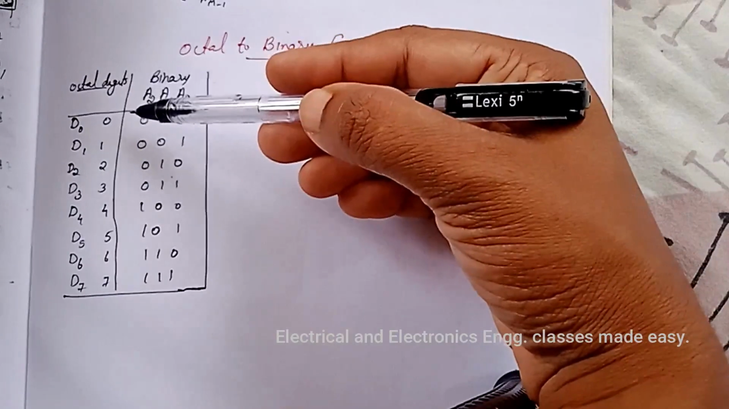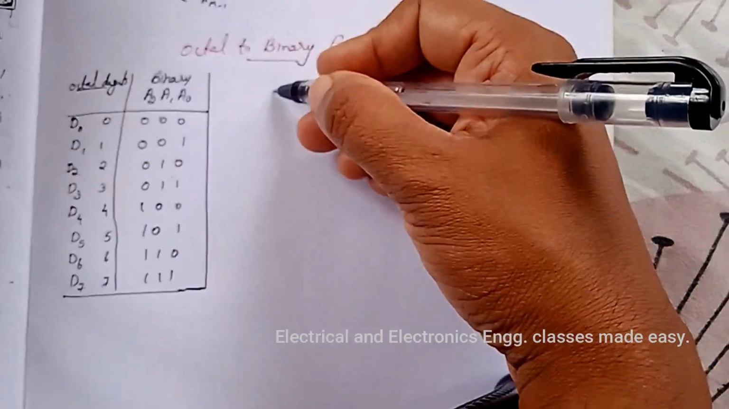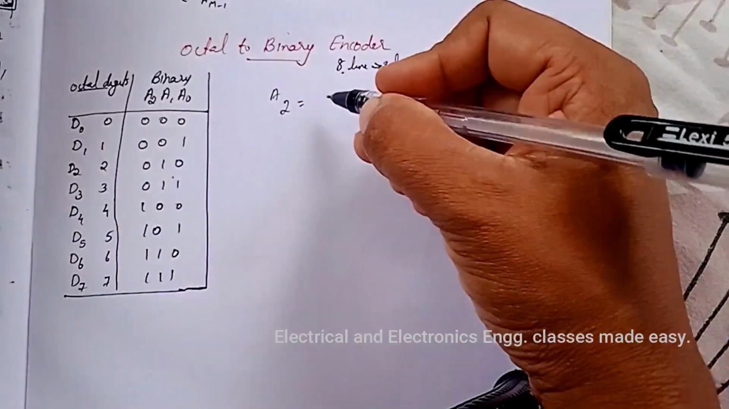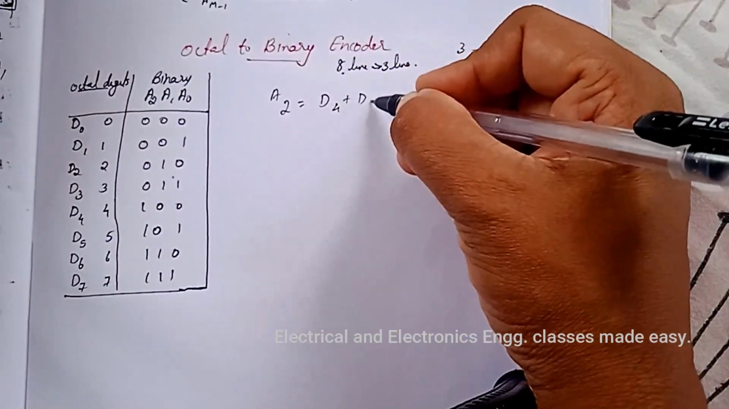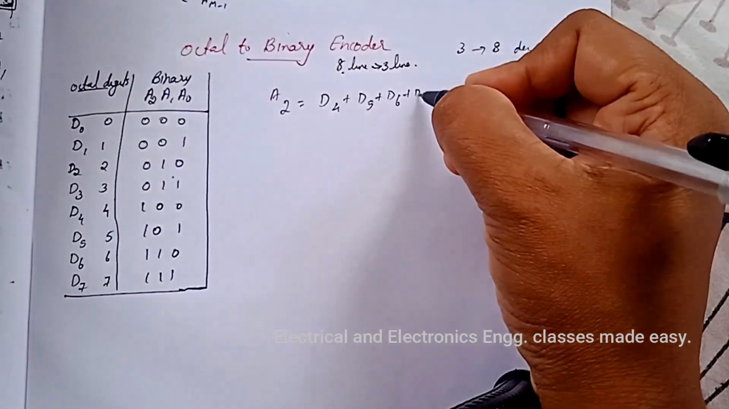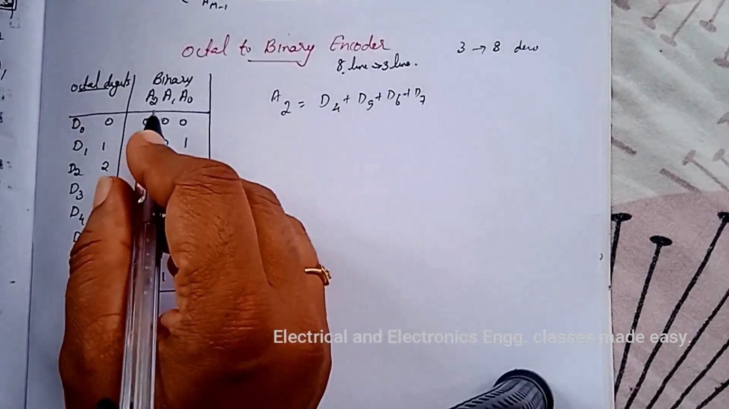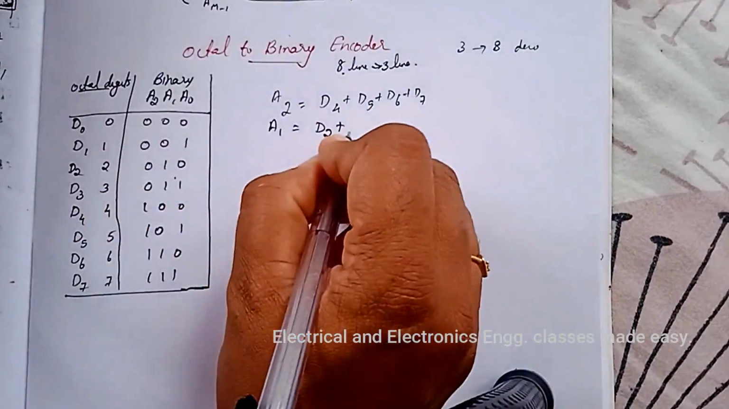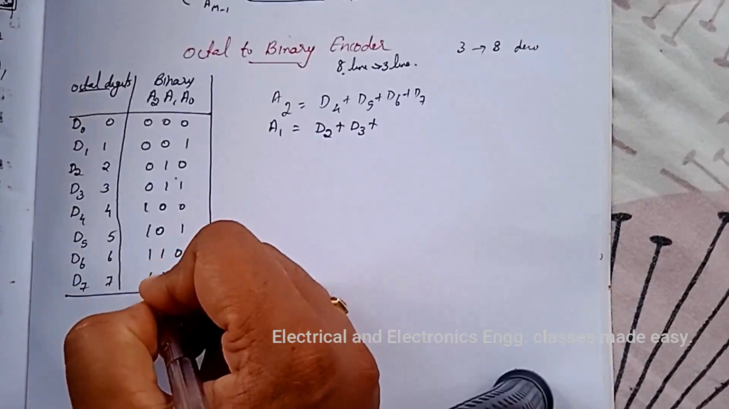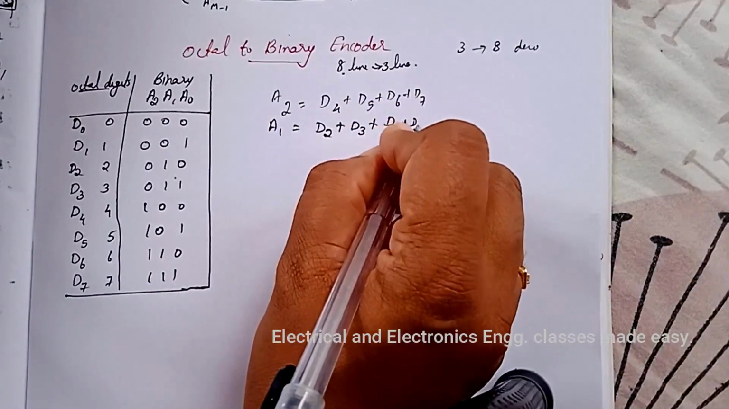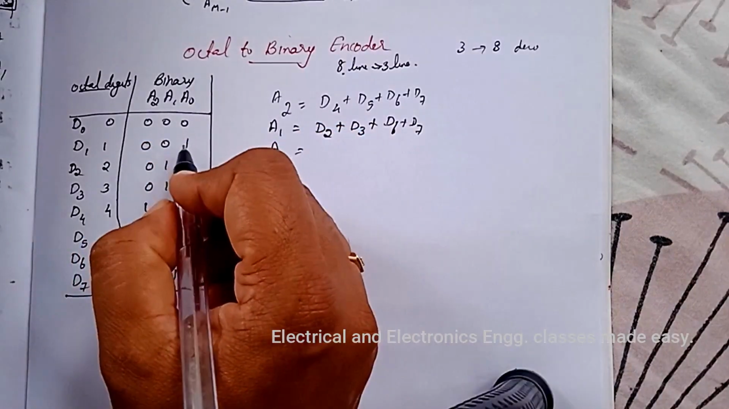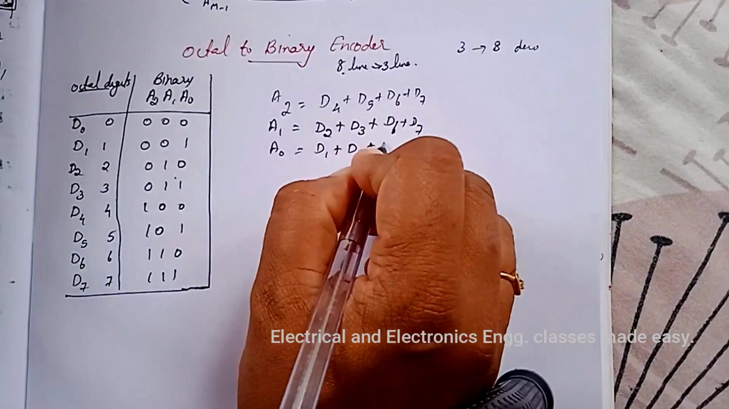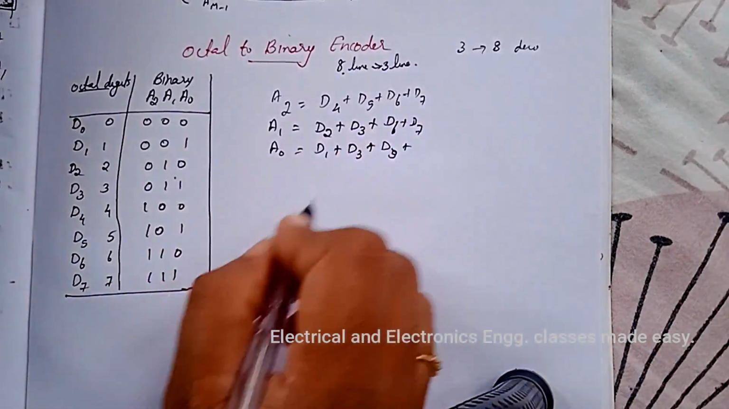So from the truth table we can write A2 equal to D4 plus D5 plus D6 plus D7, and A1 equal to D2 plus D3 plus D6 plus D7, and A0 is equal to D1 plus D3 plus D5 plus D7.